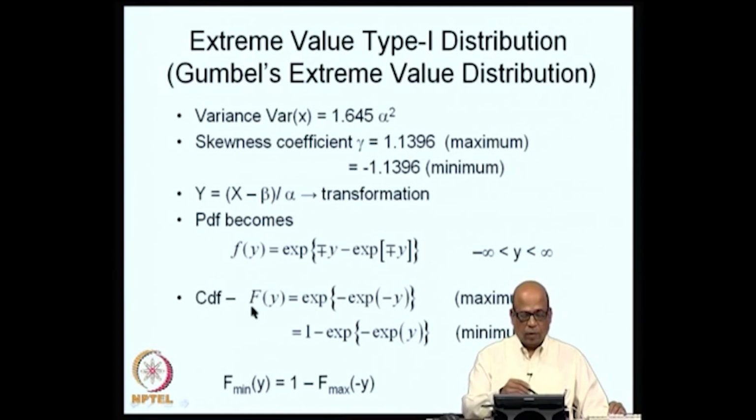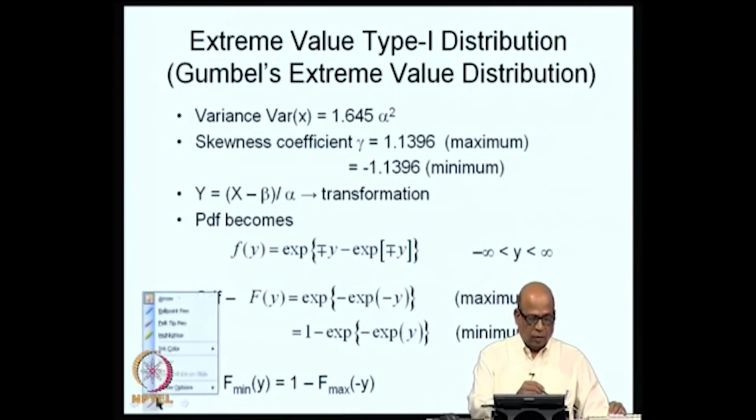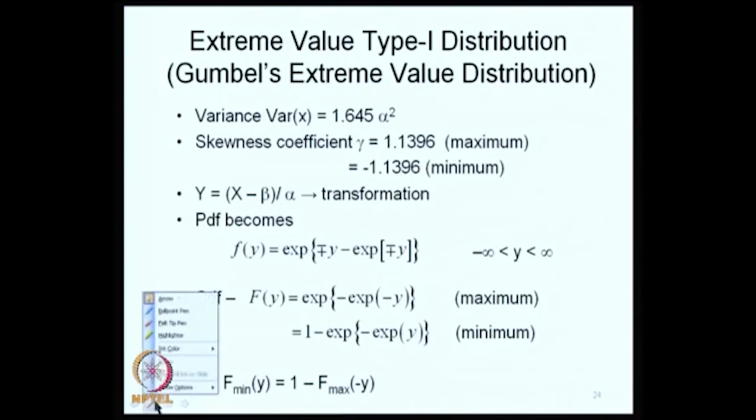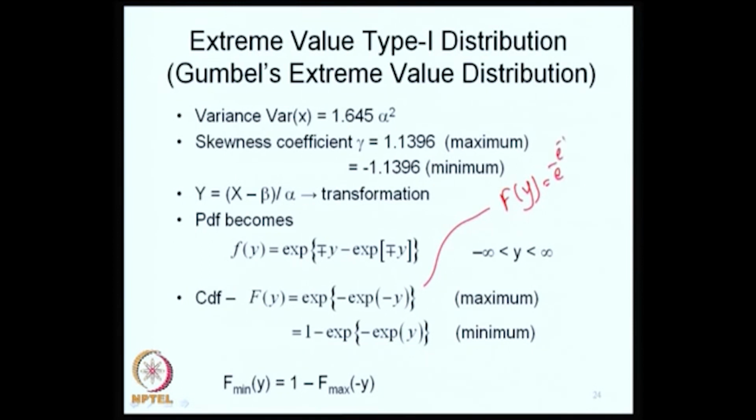So, associated with this, the CDF can be written as F of y is equal to exponential minus y. In fact, this is the easier way to remember the Gumbel's distribution. We write F of y here, for example, this one in an easier form, we write this as e to the power minus e to the power minus y. So, that is why it is called a double exponential distribution. This is usually known as the double exponential distribution.